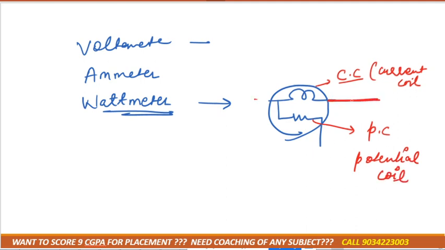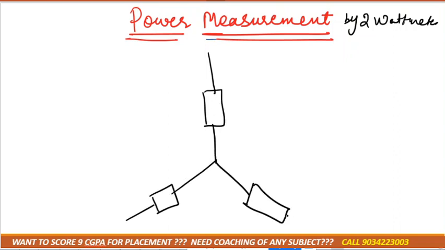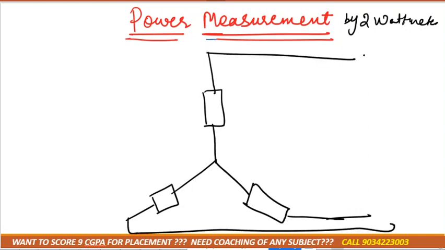The current coil is mainly directly connected with the line. The potential coil is connected with another line. As I draw the diagram for the star connection, suppose we have a star connection like this. So it would be R here, Y here, B here. Suppose the current flowing in this is IR, here it would be IY, here it would be IB.